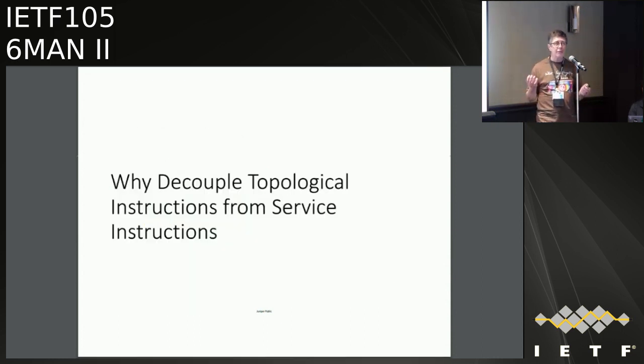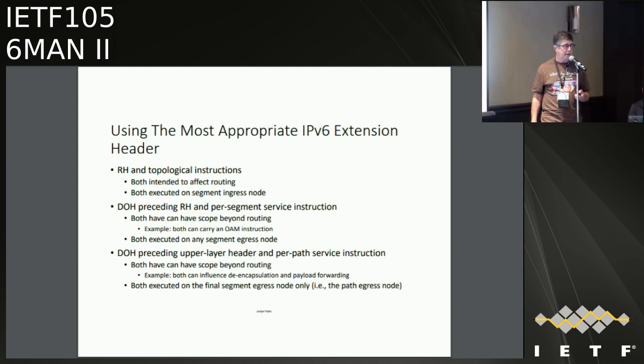Now, why did we go through such pains to decouple service instructions from topological instructions? One reason is so that we could use the right header for the right kind of instruction. When we compare topological instructions with routing headers, they're both intended to affect routing. That's why they're called routing headers. And they're executed on the segment ingress node. Why did we use the DOH preceding the routing header for per segment instructions? Because they're executed on the right node. Same question for the destination header preceding the upper layer header for per path instructions. It's because they're executed on the node where we want them to be executed.